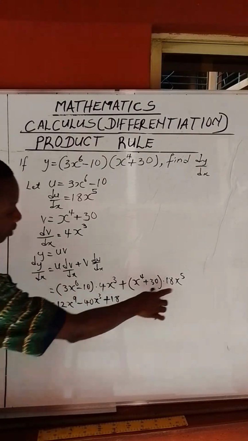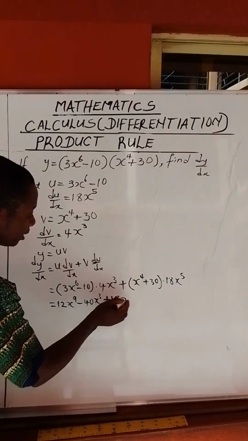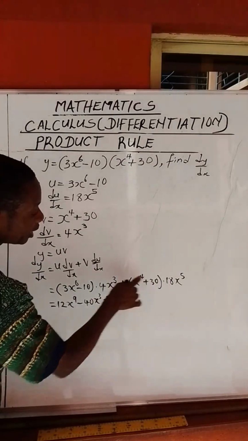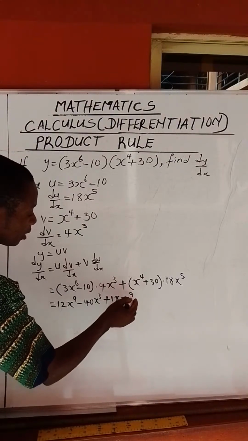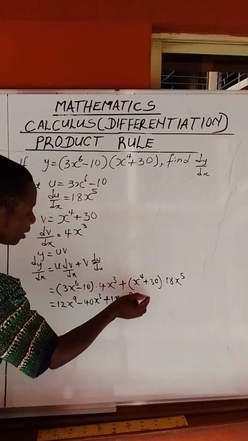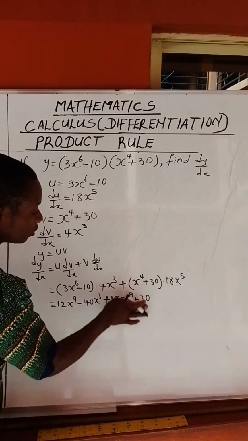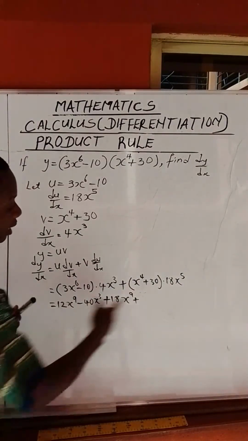Then we have x raised to the power 5 times x raised to the power 4, which gives x raised to the power 9. Just use the law of indices and add up the powers. We get x raised to the power 9, then plus. Here we have just 30. Just bring in the 30 here, and we are going to multiply 30 by 18.